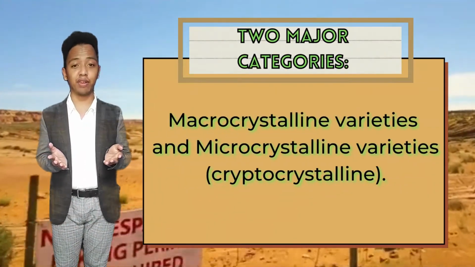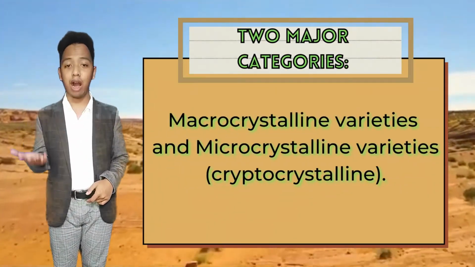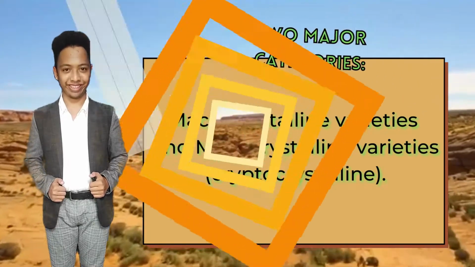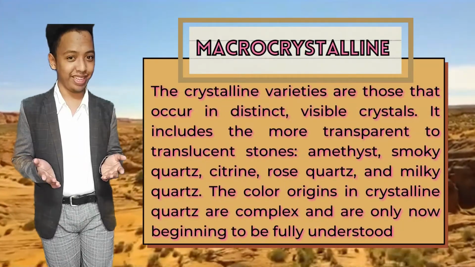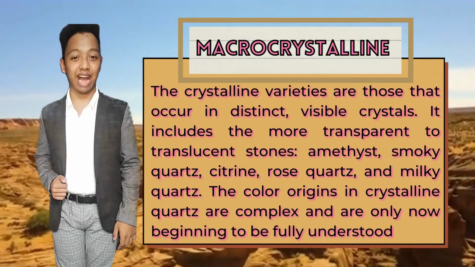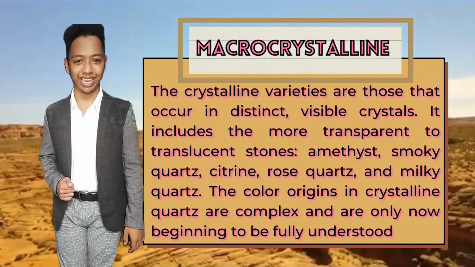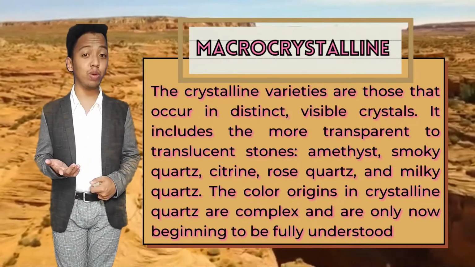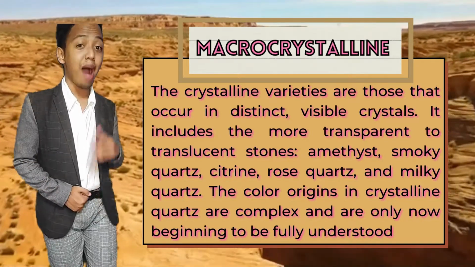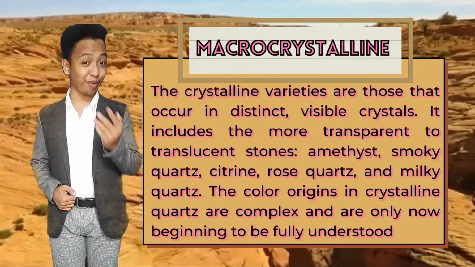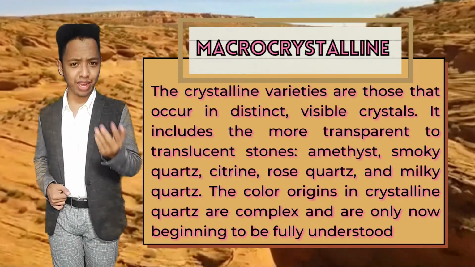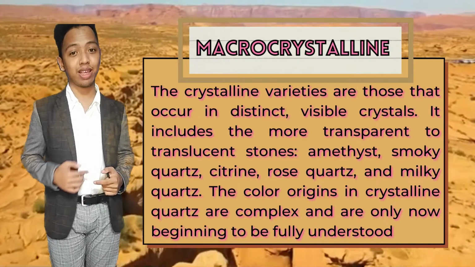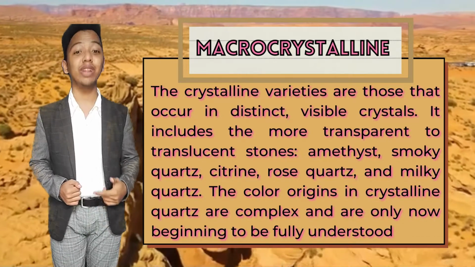There are two major categories of quartz, and these are macrocrystalline varieties and microcrystalline varieties. Macrocrystalline varieties are those that occur in distinct, visible crystals. It includes the more transparent to translucent stones: amethyst, smoky quartz, citrine, rose quartz, and milky quartz. The color origins in the crystalline quartz are complex and are only now beginning to be fully understood.